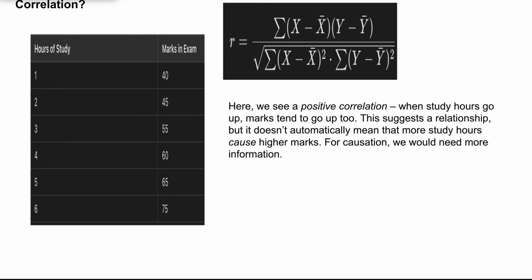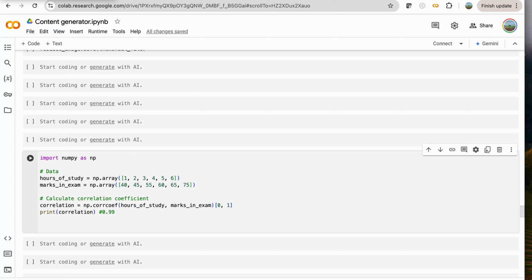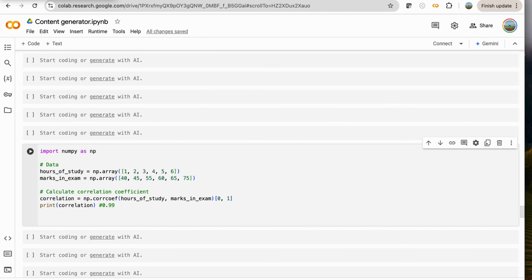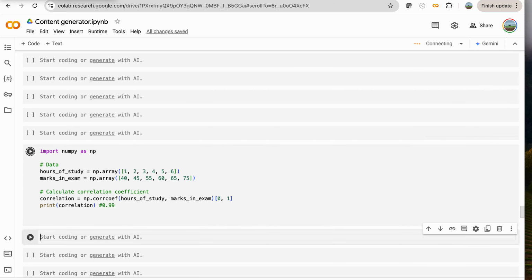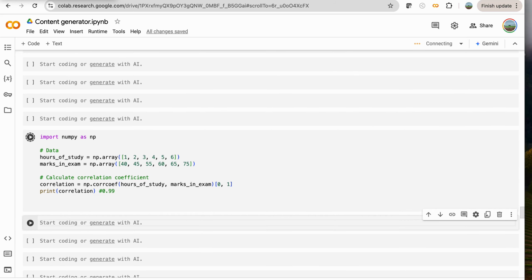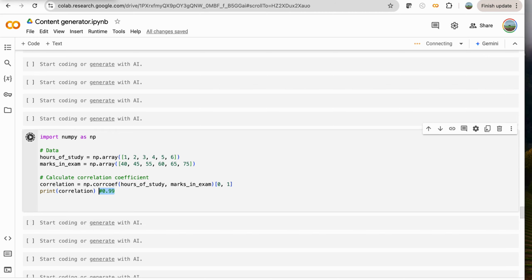So let's look into a Python code on how to execute this. I just created the NumPy array out of these two features. In NumPy you have this function called correlation coefficient, and if you run this code, it should print the correlation computed. I already ran it, and the correlation was almost 99 percent. I should not say percent, it's 0.99, which indicates the strength of the relationship between these two features, hours of study and marks in exam, is very high.